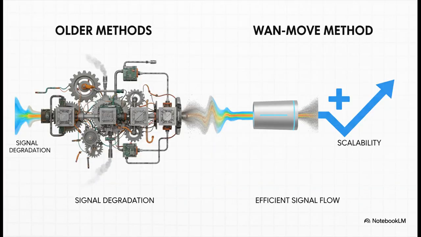And here's the absolute best part. This whole method requires zero extra motion encoders or big changes to the AI model itself. And that's a game changer. It means the system is super efficient, it's easy to scale up, and it completely dodges all those signal degrading problems the old methods had. It just works with what's already there.